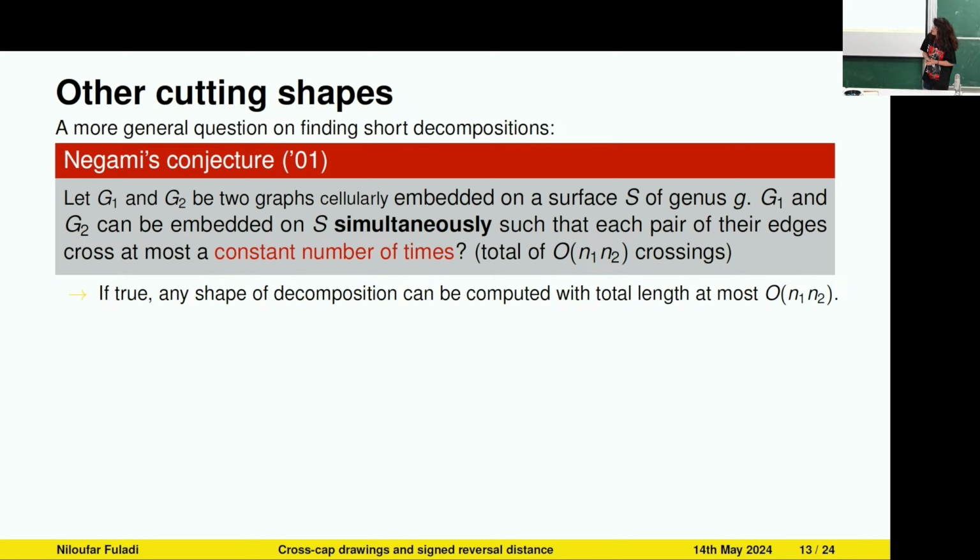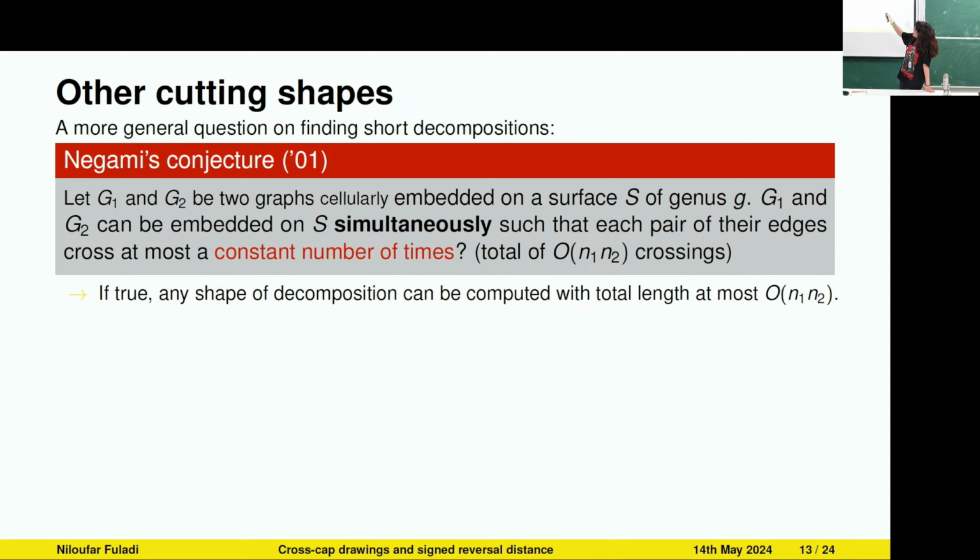So there is a Negami conjecture that says that if you are given two graphs G1 and G2 embeddable on the same surface, can you embed them simultaneously on this surface such that each pair of their edges cross at most a constant number of times? So this has been open for a long time. It was the main topic of my PhD, but it's still open.